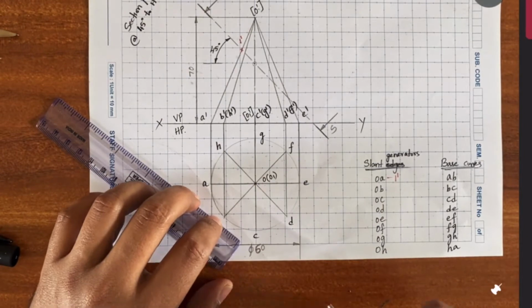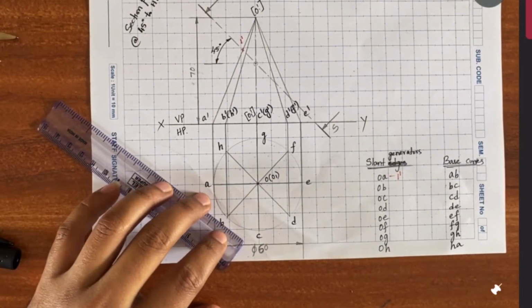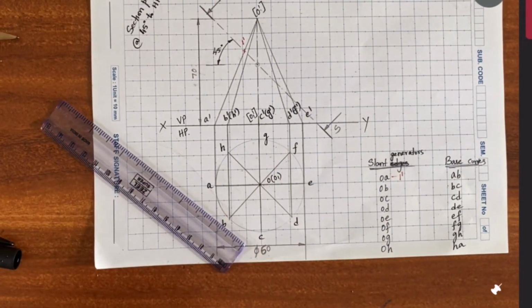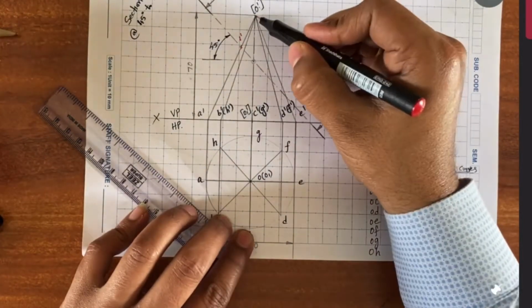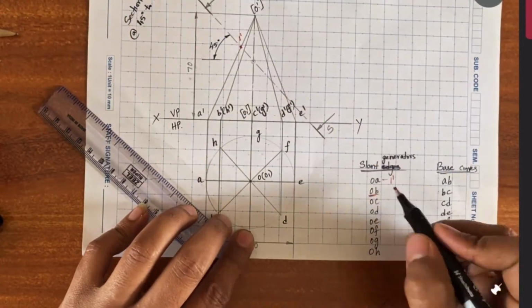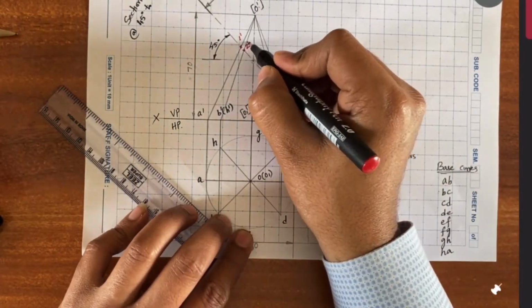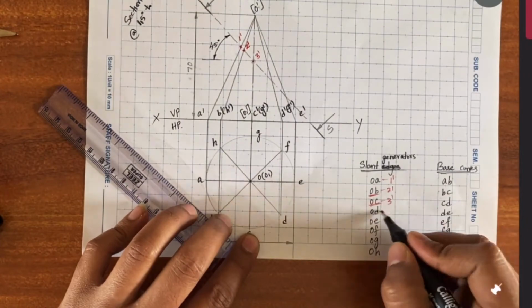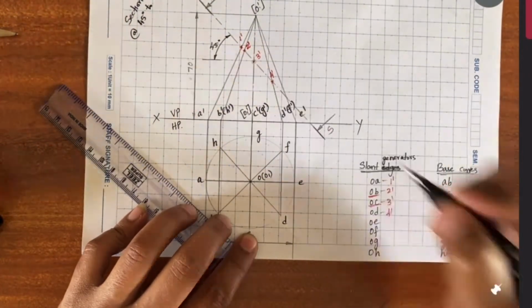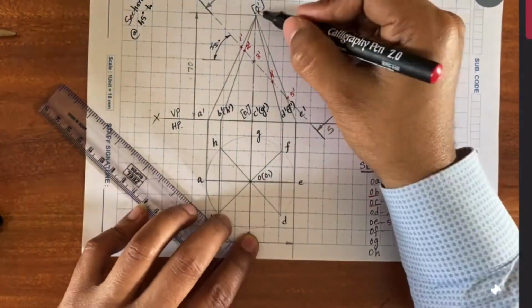Likewise, we check for all the remaining elements we have listed here, the slant generators and the base curves. Like we got 1 dash on OA, in the same manner, if we go on checking, we'll get the next intersection at OB, that is 2 dash. Likewise, we get all the remaining points by checking the slant generators.